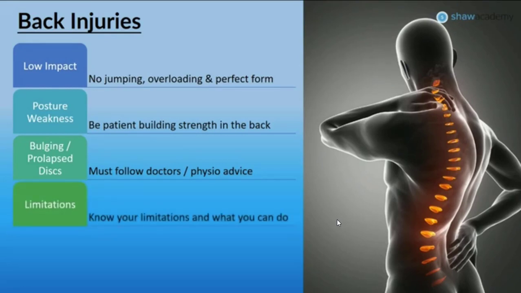Limitations, you have to know your limitations and what you can do before you program your own training or anyone else's training. Alright, so if someone simply can't squat because it's too dangerous because they have 3 bulging discs, then they're not going to be squatting. Or if they can't squat below parallel, below knee level, that's fine, and we need to know that. But then you program accordingly. So you have to know your limitations when it comes to back injuries, okay? And then safety guys, don't ever take chances. If you're not sure, don't do it.